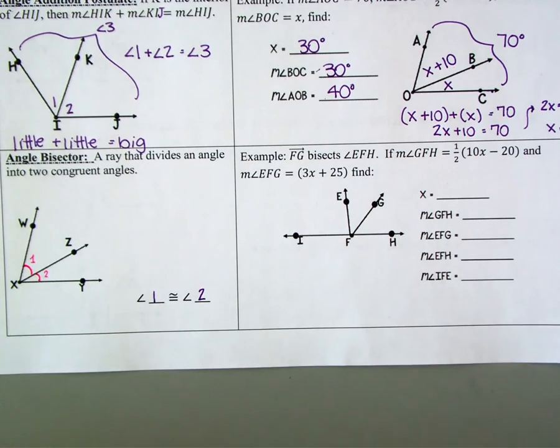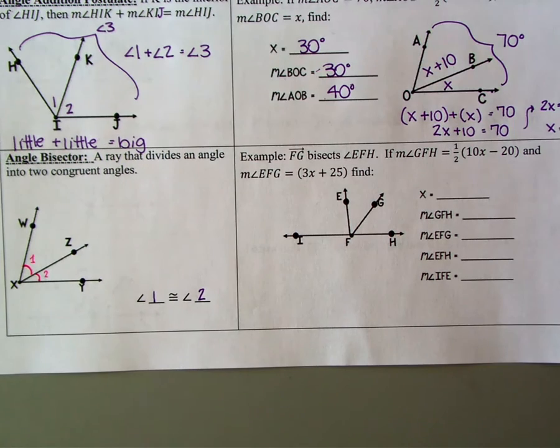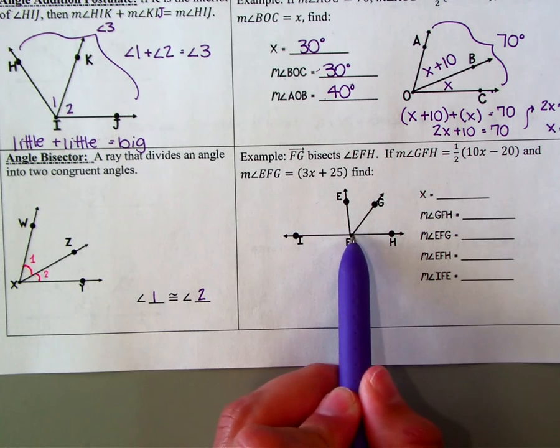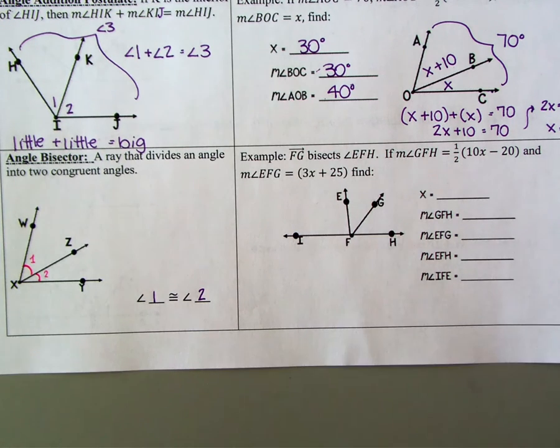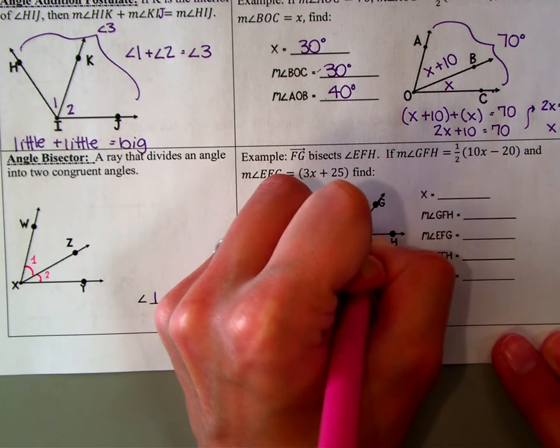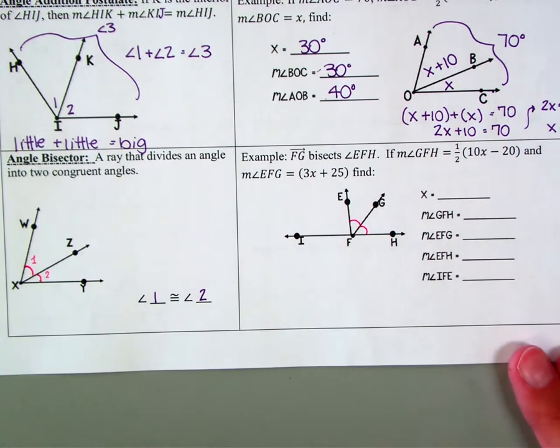We could also name those angles a little bit differently. We could say WXZ is congruent to angle ZXY, but angle 1 and angle 2 works as well. So over here, we've got FG, it bisects EFH. So remember in geometry, we want to draw as many pictures as possible. So since it is bisected, we've got two equal parts.